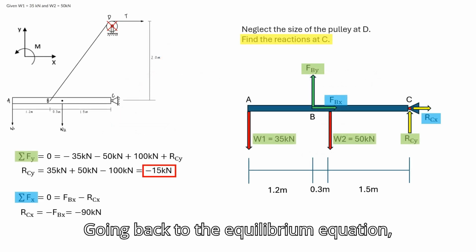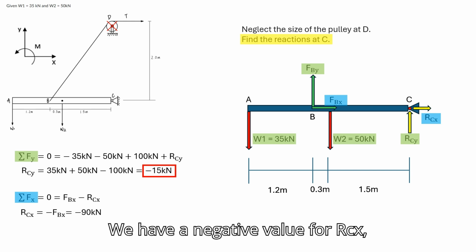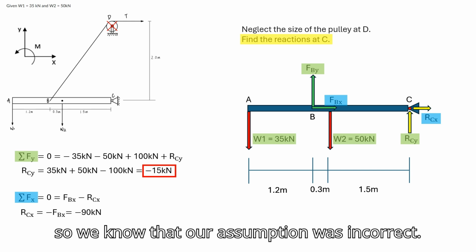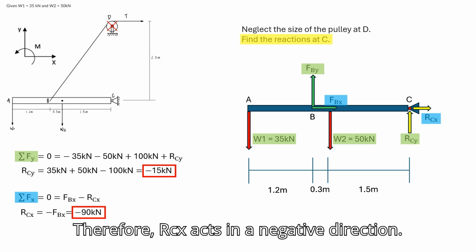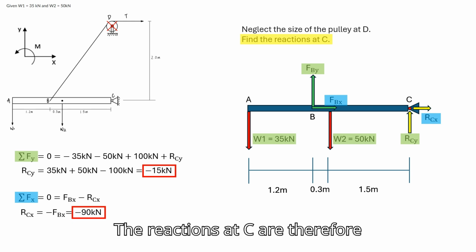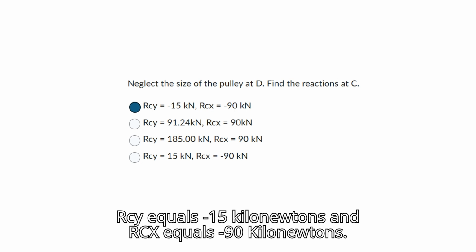Going back to the equilibrium equation, RCX equals negative FBX equals negative 90 kilonewtons. We have a negative value for RCX, so we know that our assumption was incorrect. Therefore, RCX acts in a negative direction. The reactions at C are therefore RCY equals negative 15 kilonewtons and RCX equals negative 90 kilonewtons.